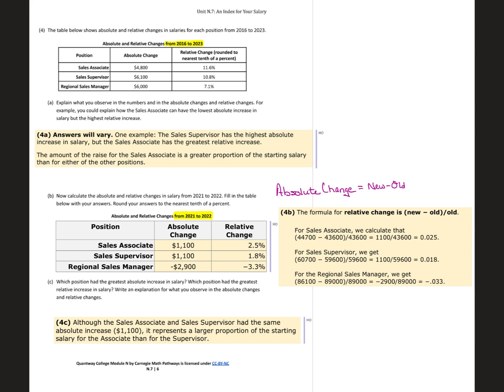For question B, they wanted us to calculate the absolute and relative changes from 2021 to 2022. So we're going to go back to that original table and look at the data for 2021 and 2022. Again, remember absolute change is new minus old, so we just take the data from 2022 and subtract the data for 2021. And those absolute changes are recorded here. To get the relative change, we're going to take that absolute change and divide it by the original, which in this case would be the one from 2021, and then multiply by 100 to get the relative change as a percent. I showed some calculations over here.